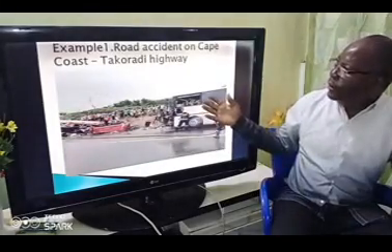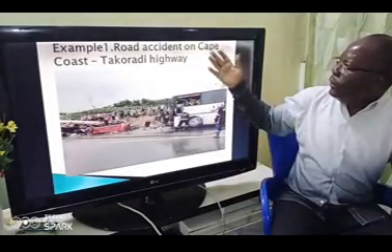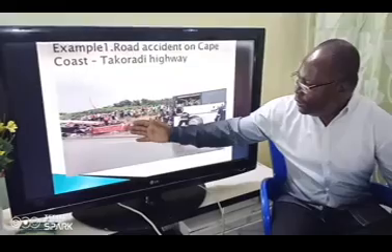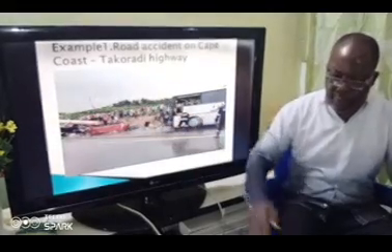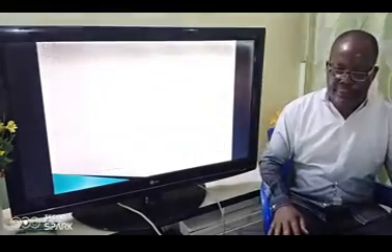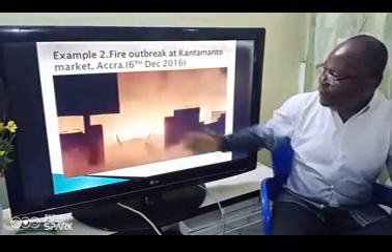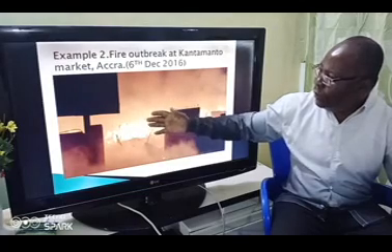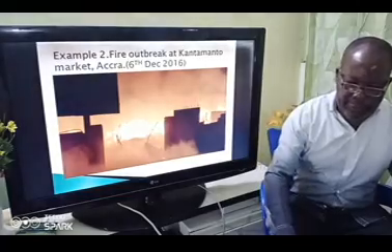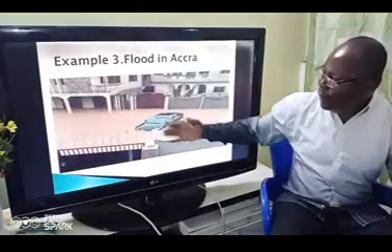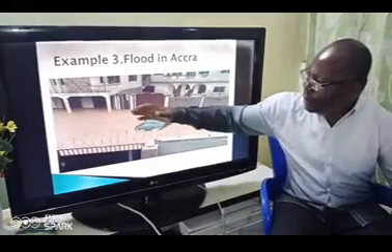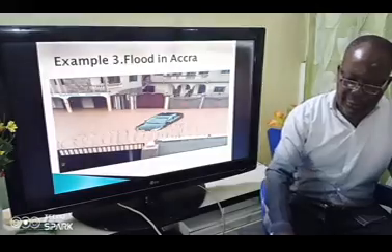This is an example of risk: a road accident on the Cape Coast to Takoradi Highway. Lives have been endangered, properties have been destroyed. This is also a fire outbreak at Cantonment Market. With this scene, no business can thrive. This is another fast scene at Accra. Businesses are locked up, no access to the business centers.